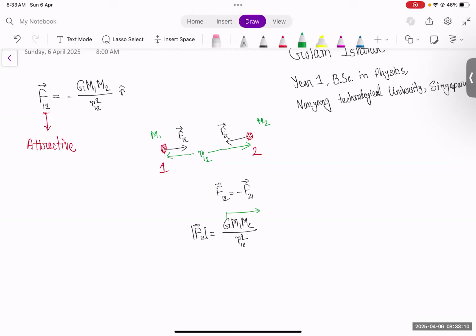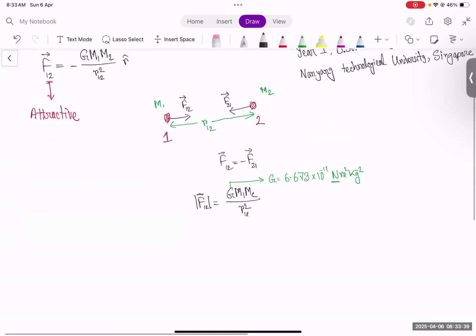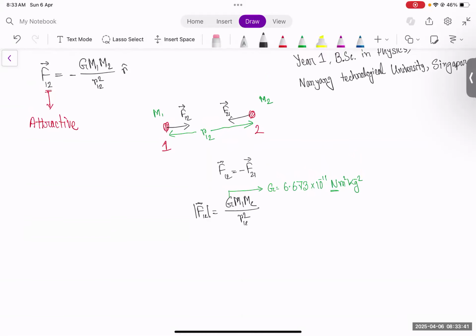This is called the gravitational constant, the universal gravitational constant, and its value is 6.673 times 10 to the power minus 11. And the units should be Newton meter square per kg square. You can try to substitute Newton to get it in terms of SI units as well. Okay, so this is how you get the force between two objects.